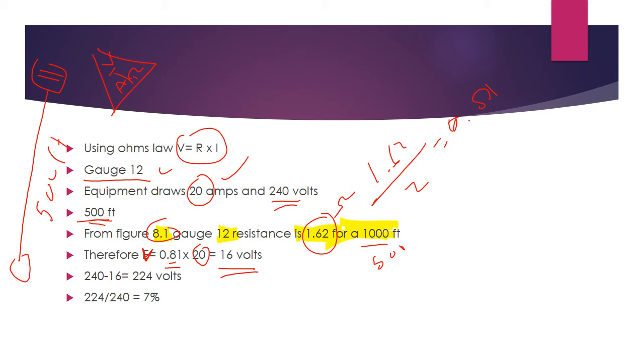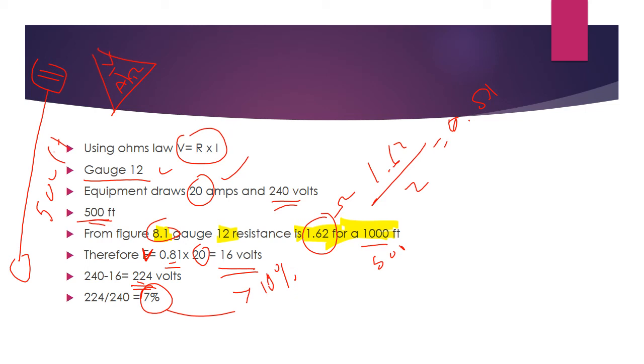Is this acceptable or not? Let me find out. So I'll drop to 224. So subtract 16 from 240, I get 224. If I divide 224 by the original and multiply by 100, I'll get 7%. What is the percentage of 224 from 240? It's 7%. So that's still less than 10%. So it should be okay, but also you should check with the manufacturer.